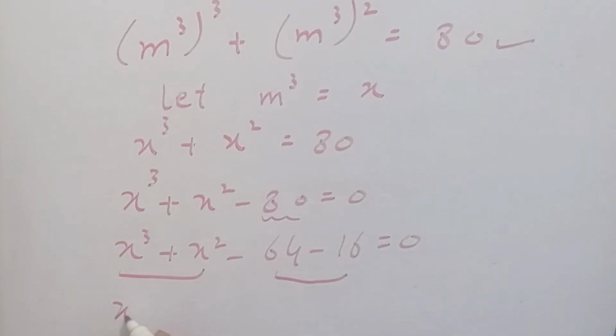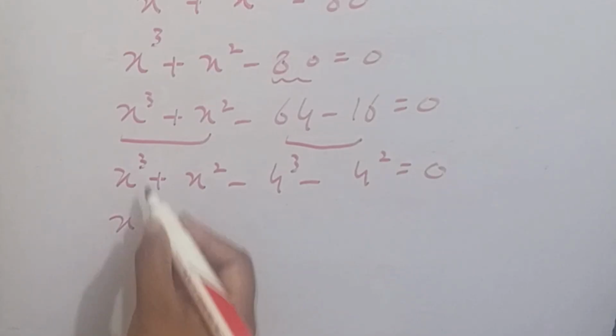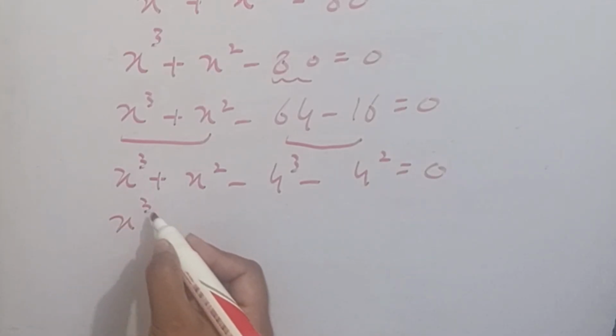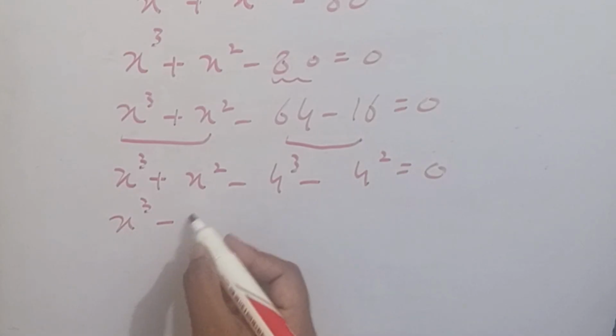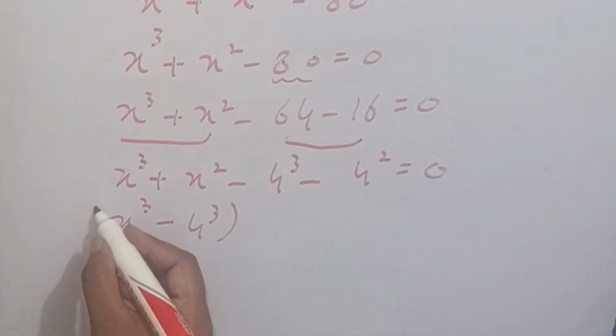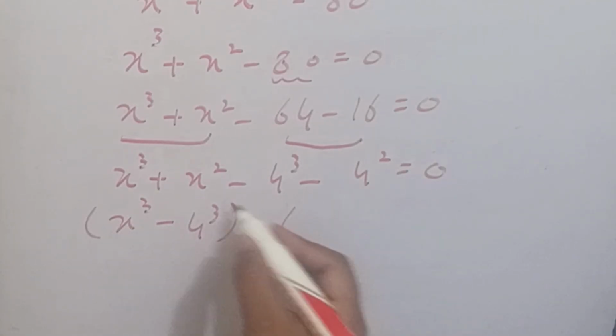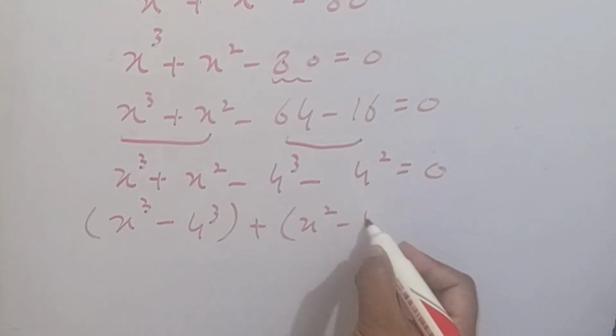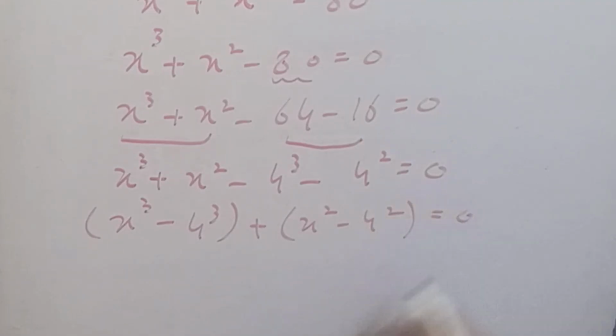So this is x cube plus x square. We write this as 4 cube, and we write this as 4 square, this is equal to 16. Now we rearrange this. So x cube negative 4 cube. After that we write the square terms, x square negative 4 square. This is equal to 0.